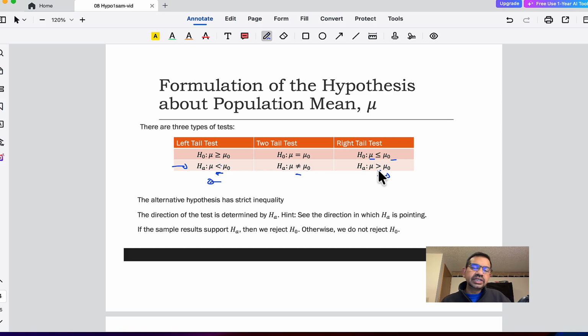And then the two-tailed test is when we have an equality. In the two-tailed test, the null has the equality, and the alternative then has an inequality. Again, it is important to note that the direction of the test is given by the direction to which the arrow, so to say, in the alternative is pointing. This would be an example of a left-tailed test. This is an example of a right-tailed test, and this is an example of a two-tailed test.